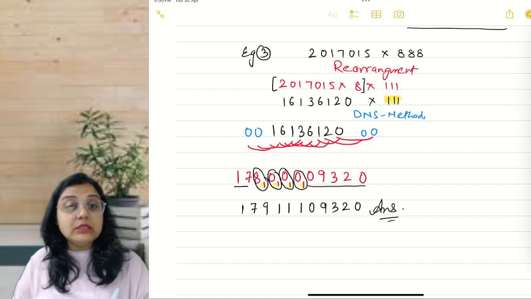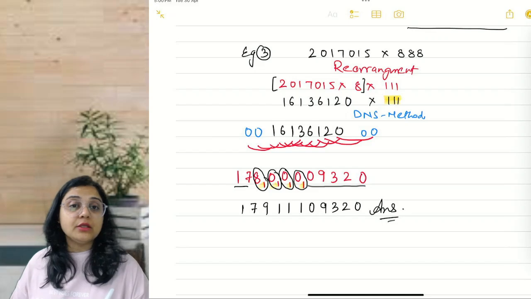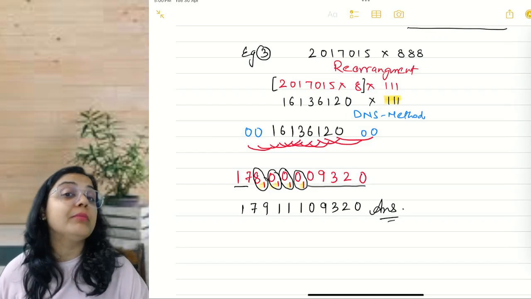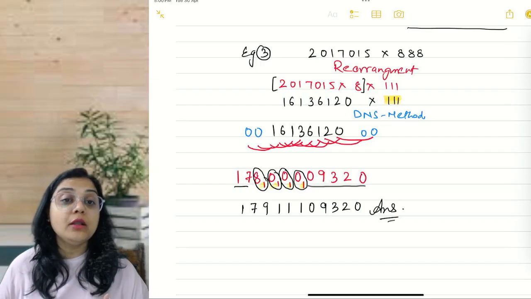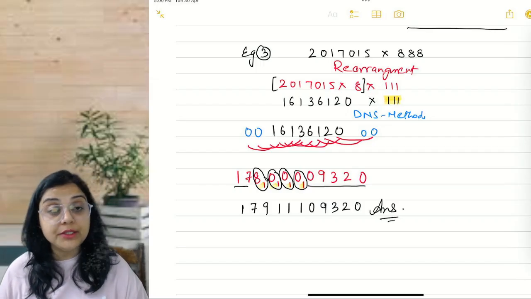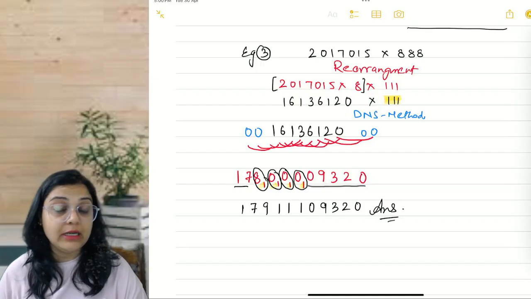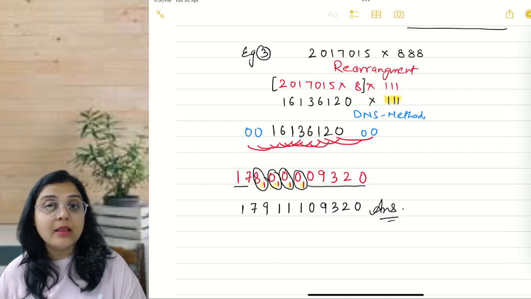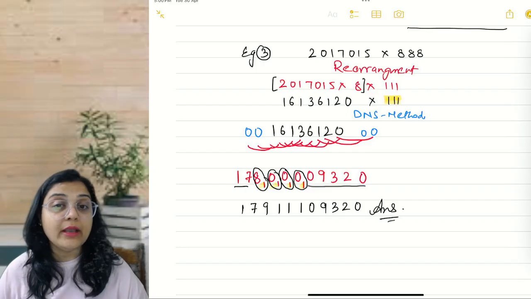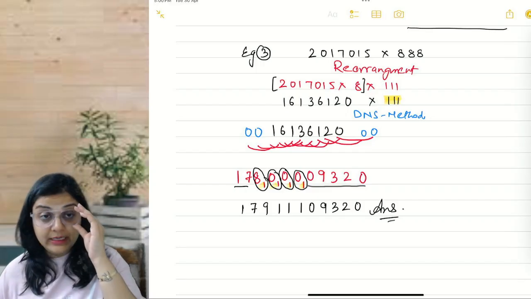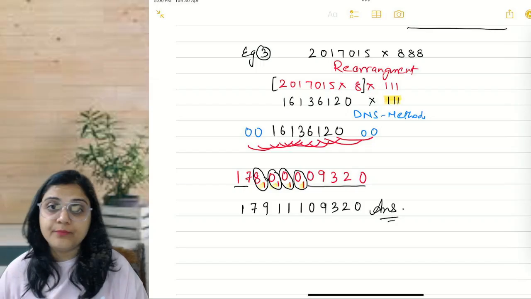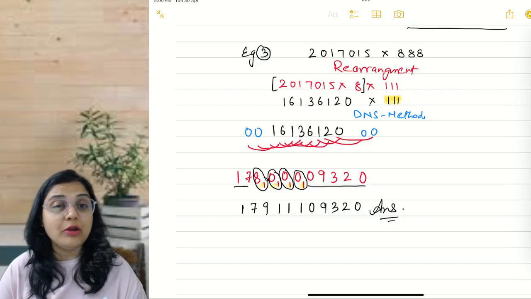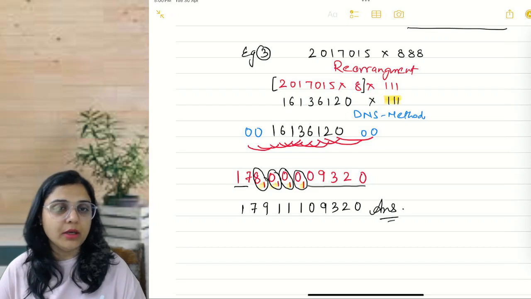That's it. See, initially when I started with the question, 2017015, a 7-digit number multiplied by 888. If you do it by manual calculation, by the traditional methods of multiplication, you will take a lot of time in doing this, right? But when I started doing it by Vedic maths, as I am explaining it to you, I still took very less time. Alright.